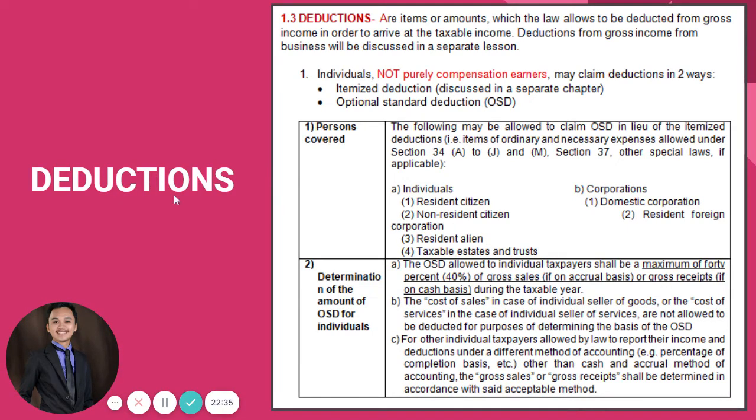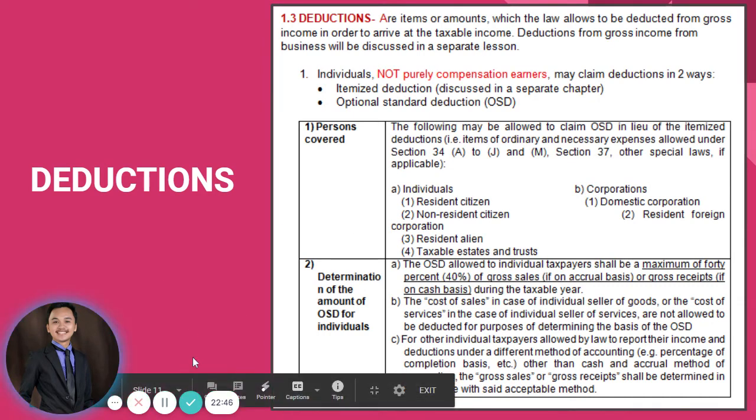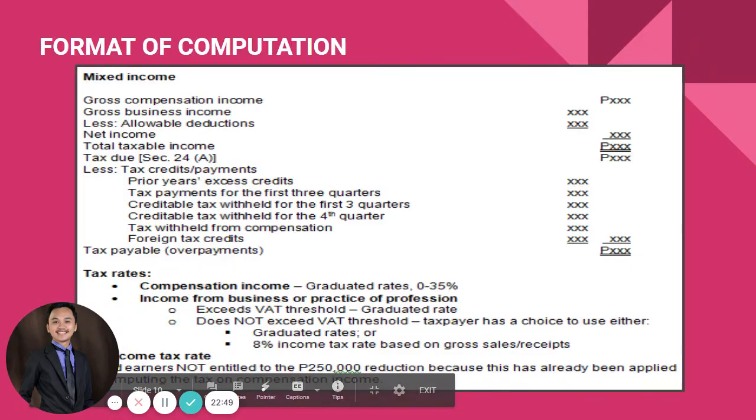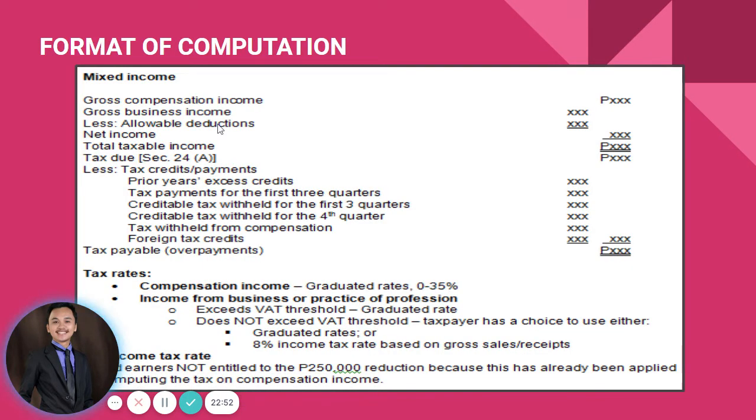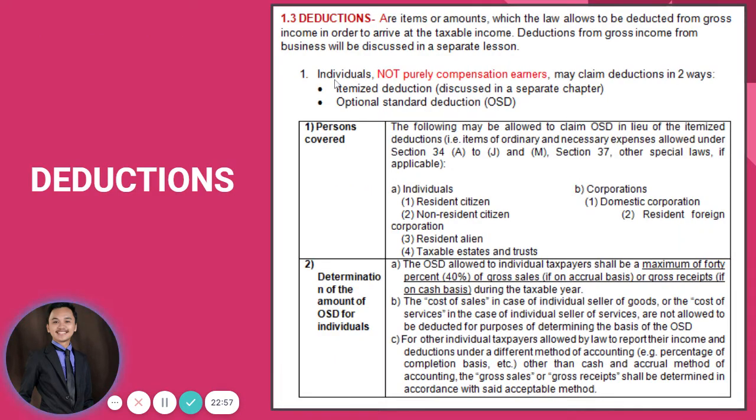Now, this time we have here deductions. So deductions, these are items or amounts which the law allows to be deducted from gross income in order to arrive at the taxable income. So if you have noticed earlier, we have this line item na allowable deductions. This is being referred to the deductions that are allowed by the law to be deducted in computing for your taxable income. And individuals, not purely compensation earners, may claim deductions in two ways, not two types, in two ways.